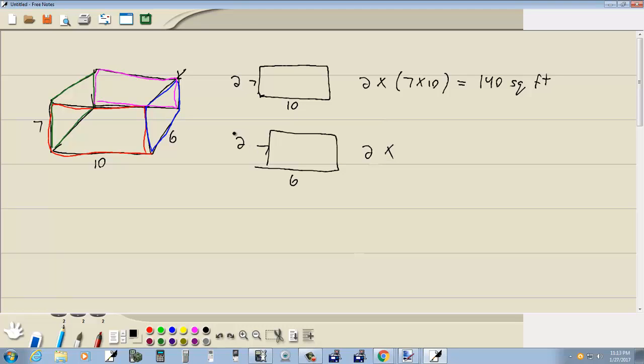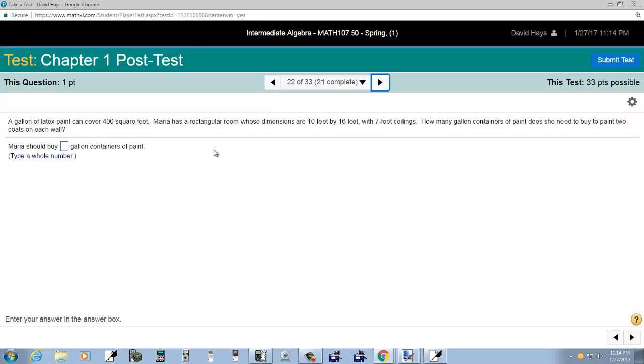This one is 2 times the area of this, which is length times width, so we've got 7 times 6. That's 42 times 2 is 84 square feet. So adding those together, we get 4, 12, 1, 224. But we want 2 coats. So we're going to take that and multiply it times 2. So it gives us 448. A gallon can cover 400 square feet.